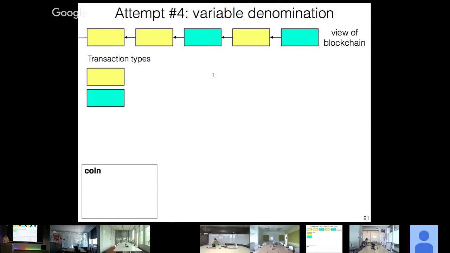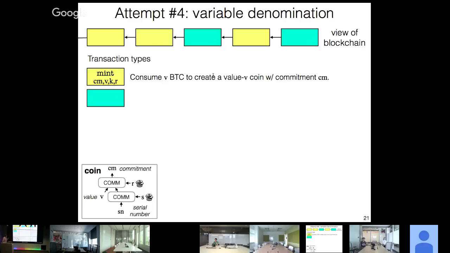All right, variable denomination. Again, we make the coin data structure a little bit more complicated. So now we have a nested commitment. The outer commitment keeps the value, and the inner commitment is like before. We have a serial number and some randomness. Now, because I've changed my data structure, I will have to change the mint procedure because my coin is different. So when I mint, I will reveal the coin commitment, the value, the inner commitment, which I'm calling K, and the randomness for the outer commitment.